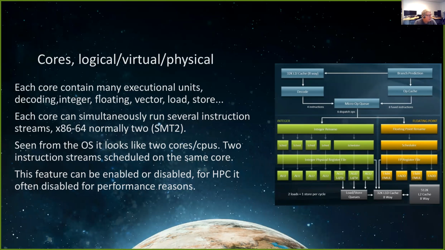But the point is, I tried to explain to you the difference between the logical, virtual, and physical cores. It's not easy, but the practical upshot is that in HPC it's better to either turn it off or not schedule more than one thread per core. I know this is a hard concept, but we cannot spend the whole time discussing it, so I'll just go on.